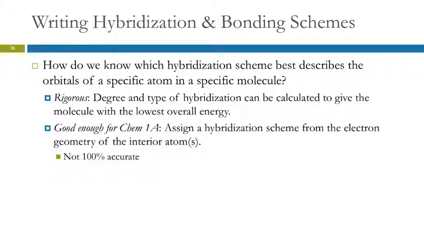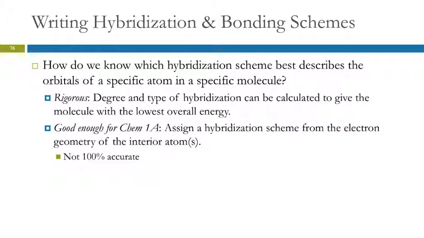So how do we know which hybridization scheme we should use for a specific molecule? The real answer to that is that the degree and type of hybridization is calculated so that you get the molecule with the lowest energy. That's beyond the scope of this class. So we're going to go with the second option that I'm calling good enough for Chem 1A.